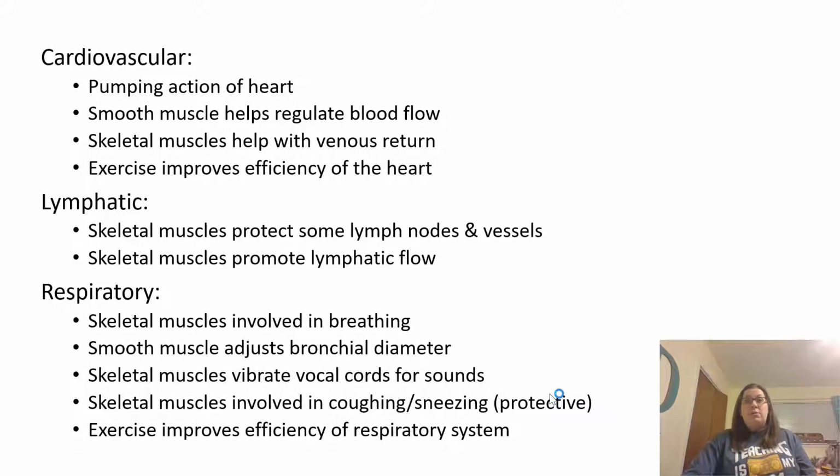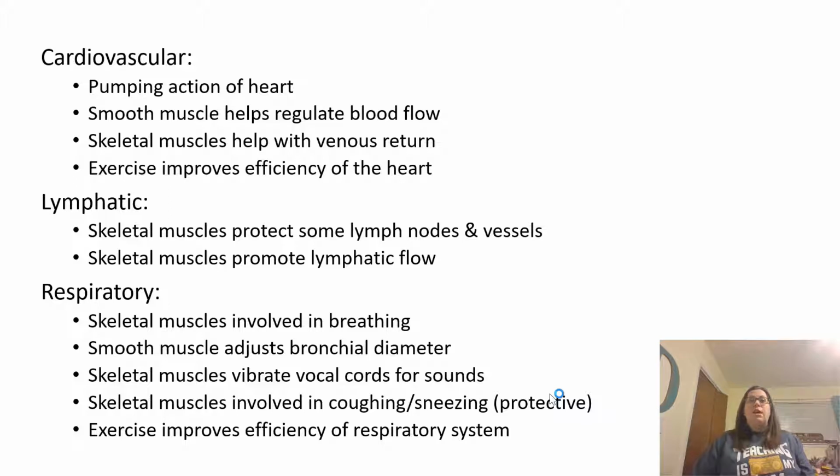When we look at the respiratory system, guys, skeletal muscles are involved in your breathing. Okay, those have to contract in order for you to breathe in. Smooth muscle is going to adjust the bronchial diameters in your lungs. Skeletal muscles are going to vibrate your vocal cords so that you can create sound. Skeletal muscles are also involved in coughing and sneezing, which is a protective mechanism for your respiratory system. And exercise also improves the efficiency of your respiratory system.